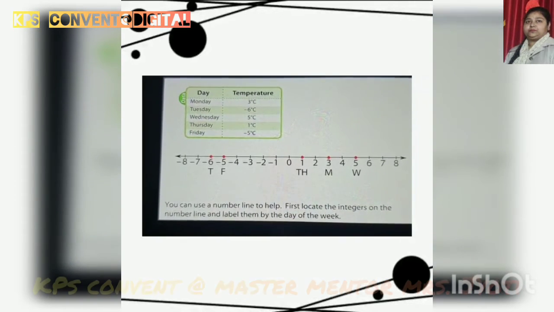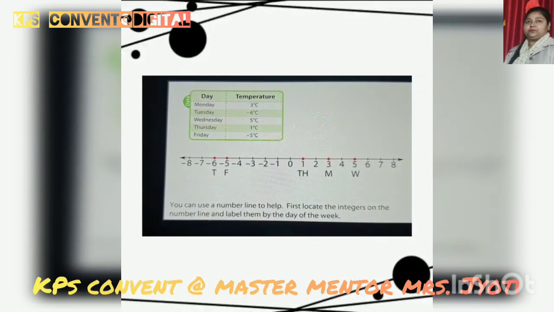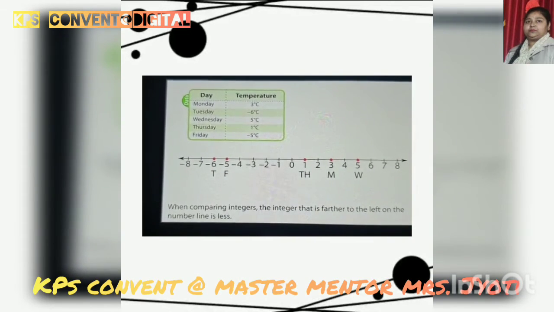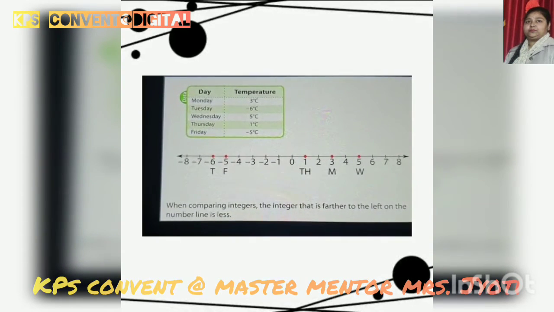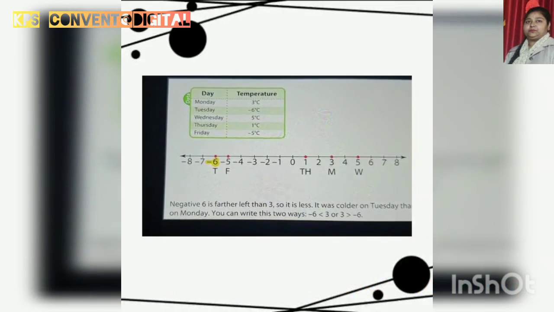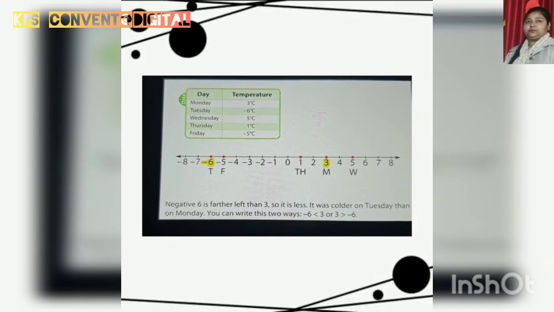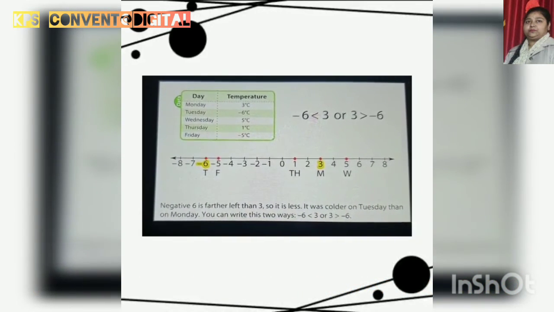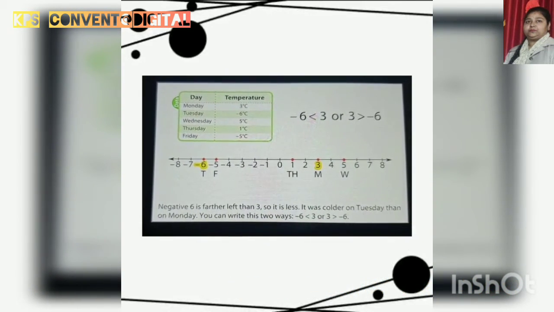You can use a number line to help. First, locate the integers on the number line and label them by the day of the week. When comparing integers, the integer that is farther to the left on the number line is less. Negative 6 is farther left than 3, so it is less. It was colder on Tuesday than on Monday. You can write this two ways. Negative 6 is less than 3, or 3 is greater than negative 6.